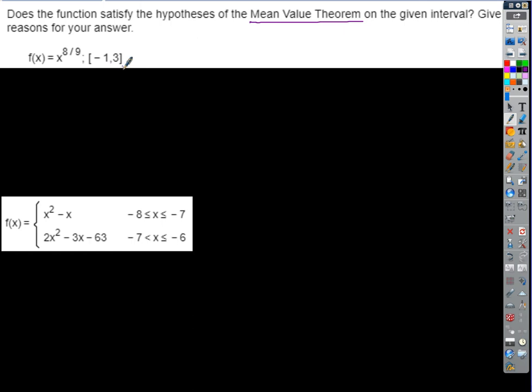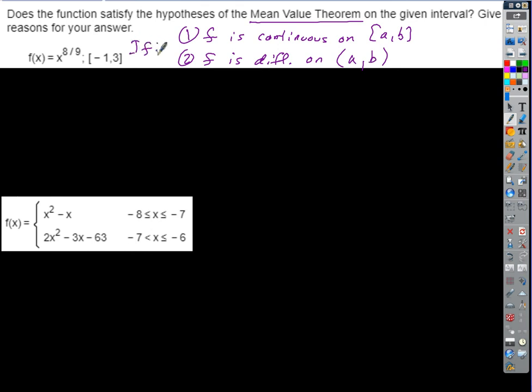So the two parts of the mean value theorem: part one is f of x is continuous on the closed interval from here to here, right? Part two, f is differentiable on the open interval, right? We don't care about the endpoints, just the open interval. If those two things are true, so that's the if, then what's the result? What does the mean value theorem tell you about?